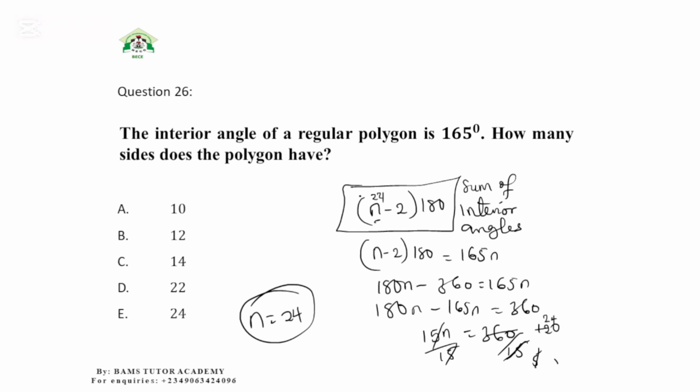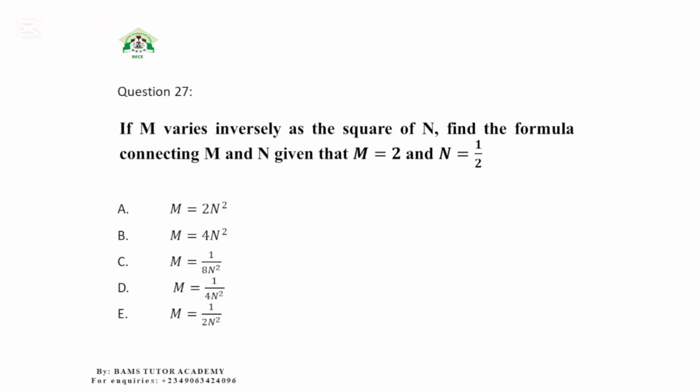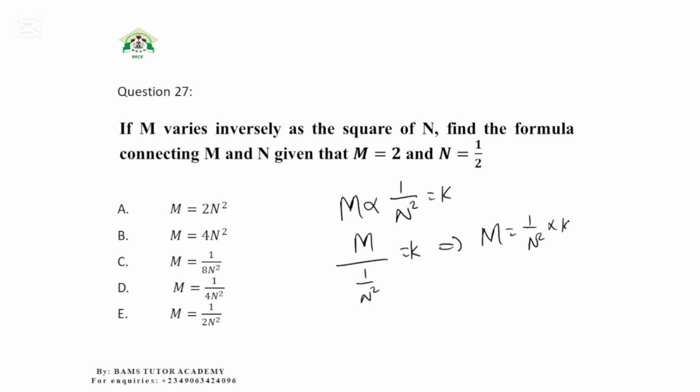So let's move to question 27. M varies inversely as the square of n. Find the formula connecting m and n, given that m equals 2 and n equals half. So how do I do that? Capital M is inversely proportional to what? n squared. Okay, equals k. So what you're going to do is capital M over 1 over n squared equals k, which implies that capital M equals 1 over n squared times k, right? So m equals k over n squared.